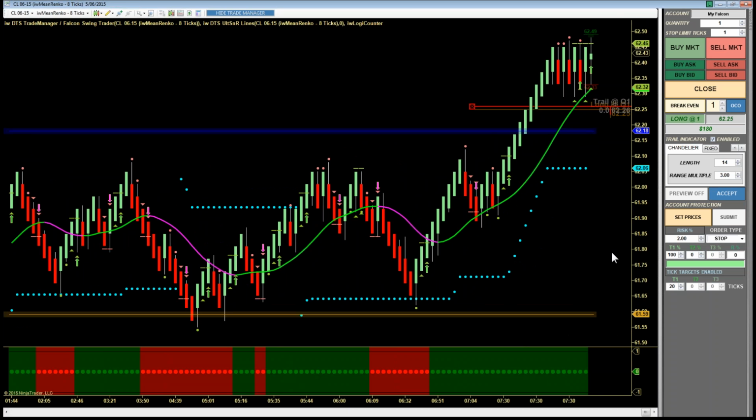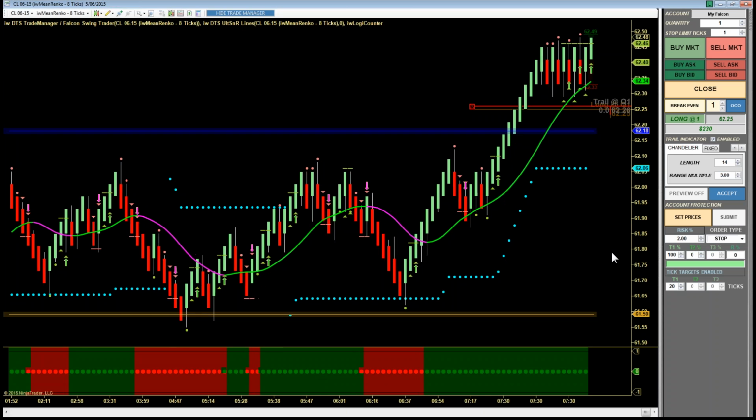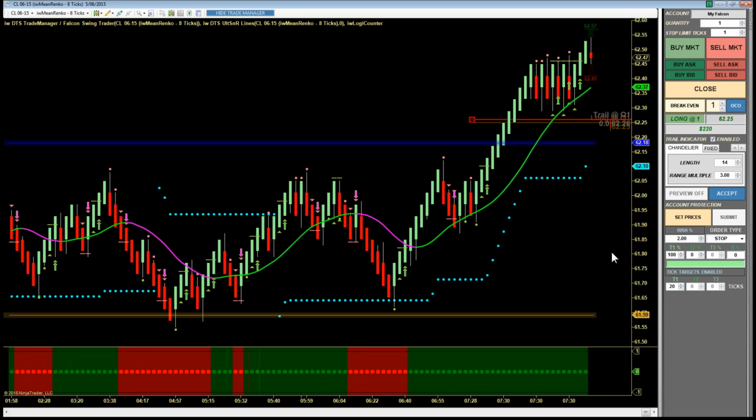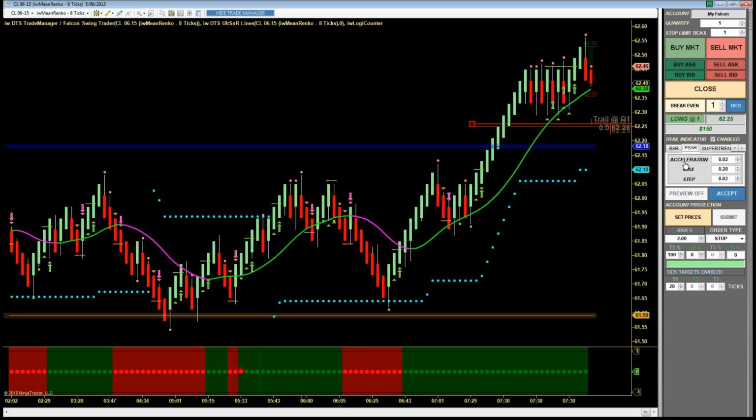Get going. Come on, don't look back now. Get up there. There we go. Okay, so I've got a fairly conservative stop strategy working right now. If this gets up a little higher, I'll probably go with something a little bit more aggressive like parabolics.